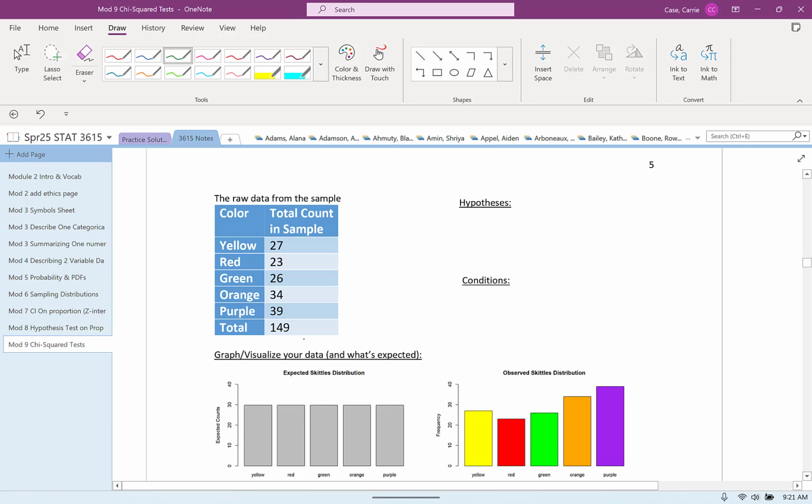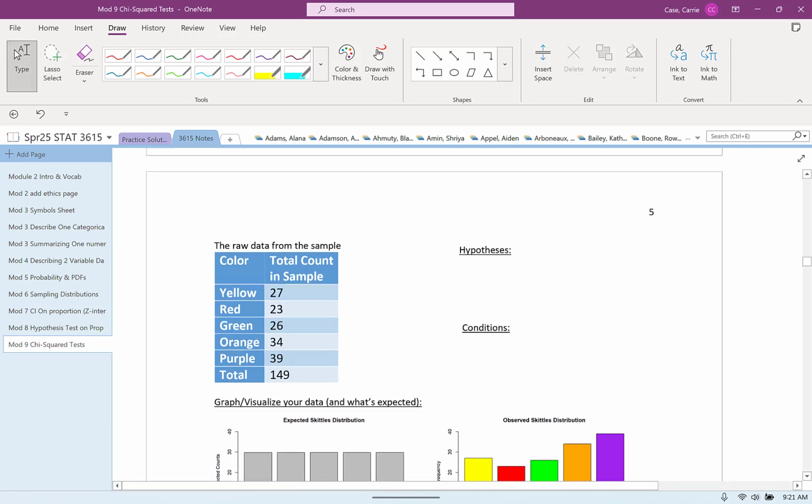Now, clearly those numbers are not the same. The question is, are they close enough that it indicates the proportions really are the same in the population or in the true values of them? So our hypotheses. The null hypothesis is that the proportion of yellows is equal to the proportion of red, is equal to the proportion of green, is equal to the proportion of orange, is equal to the proportion of purple, and each of those is equal to 1/5 or 20% or 0.2.